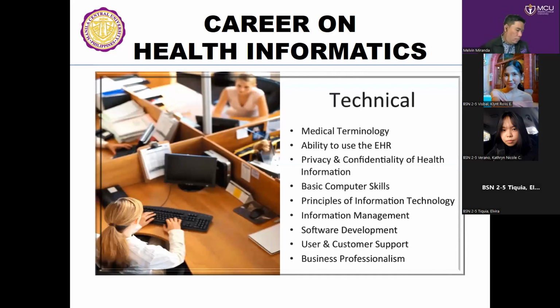It is important to keep health information private and secure. This requires the knowledge of the applicable laws and regulations.